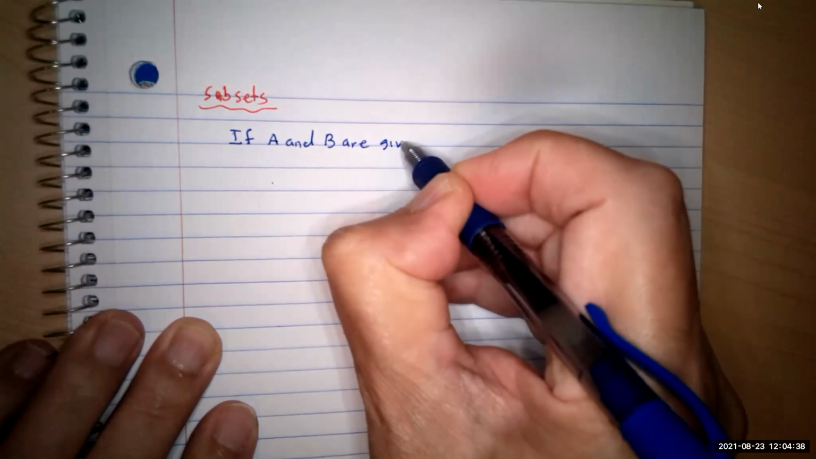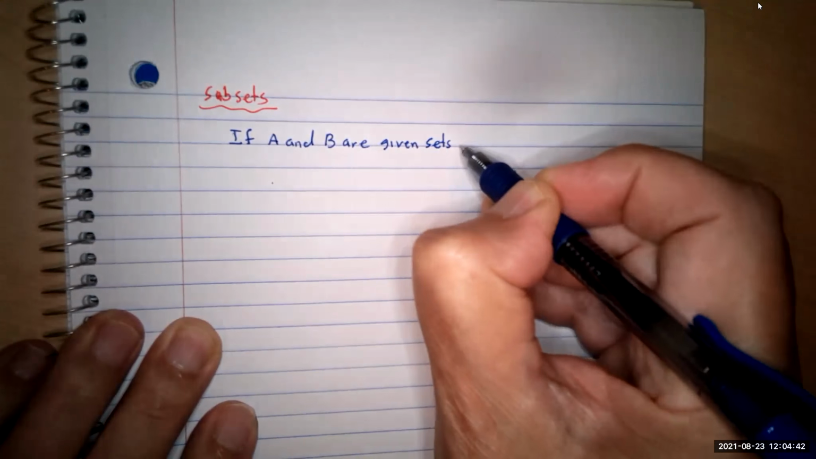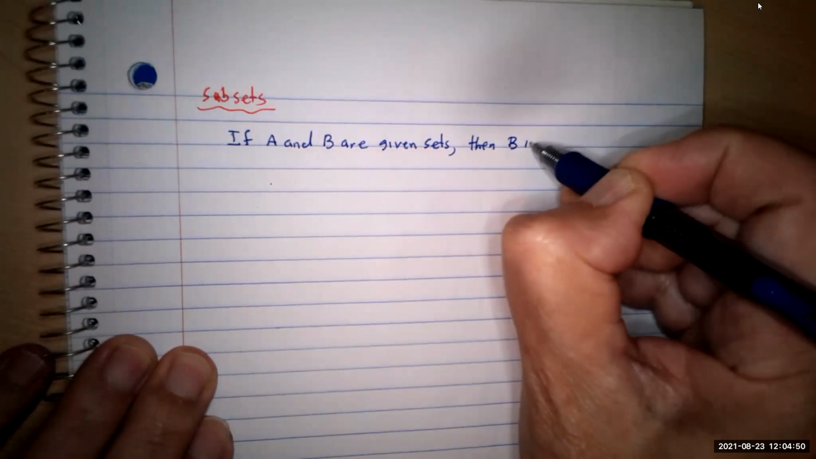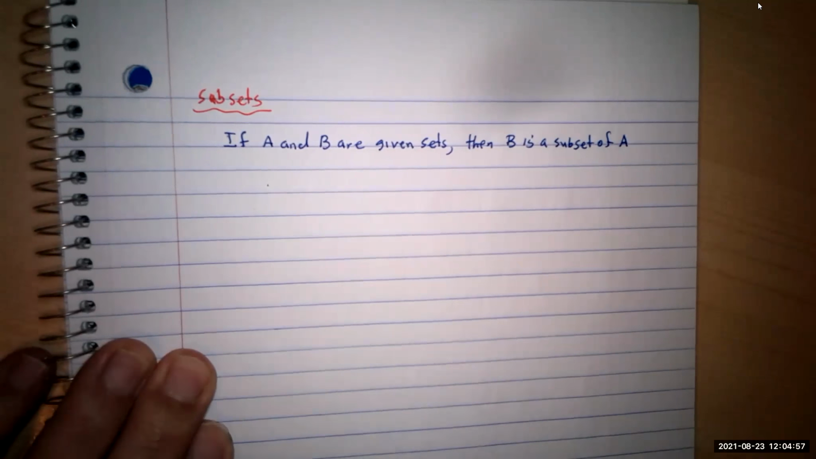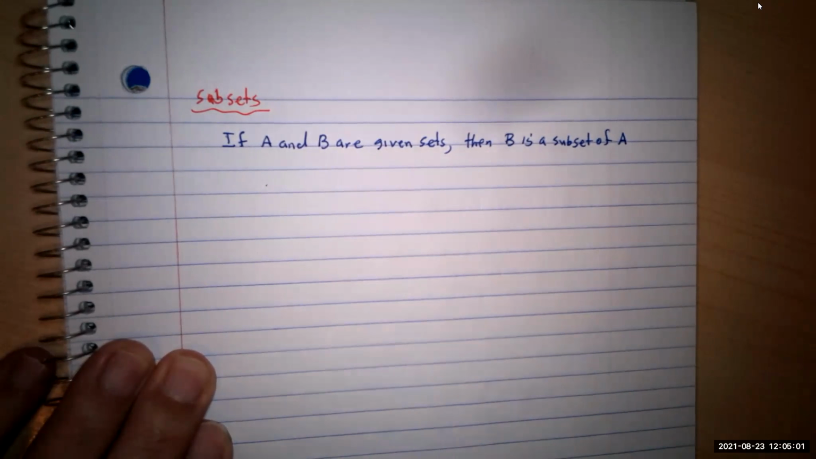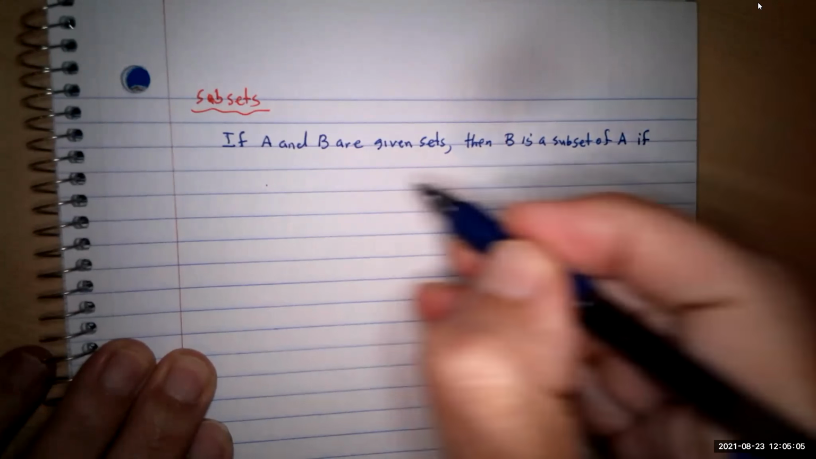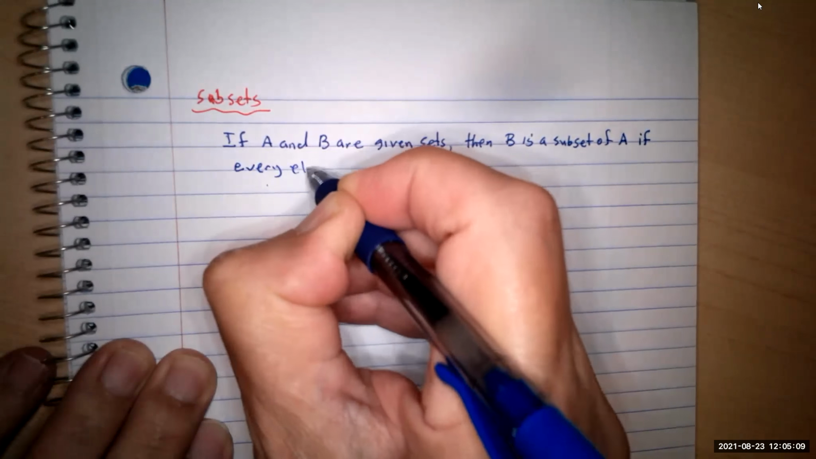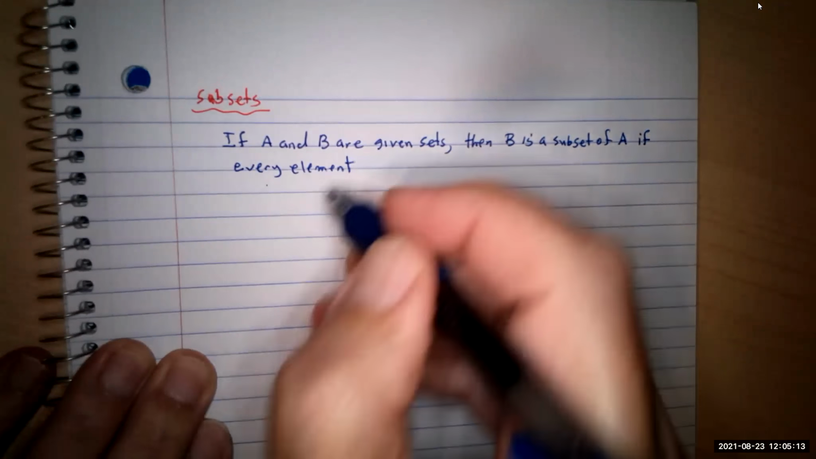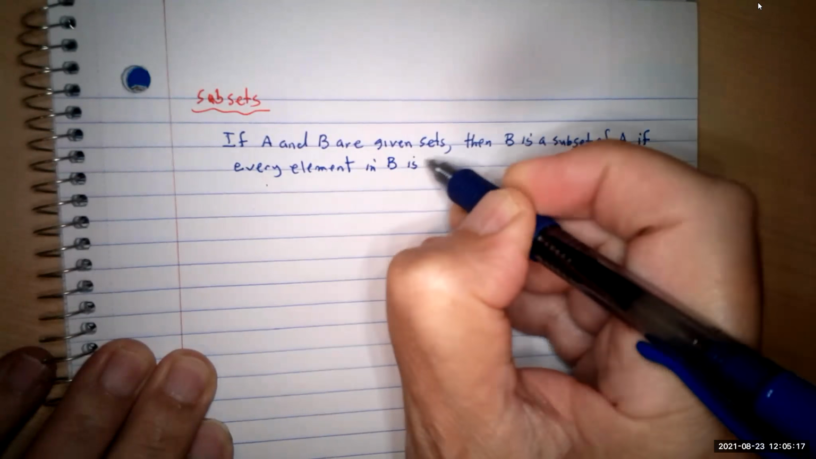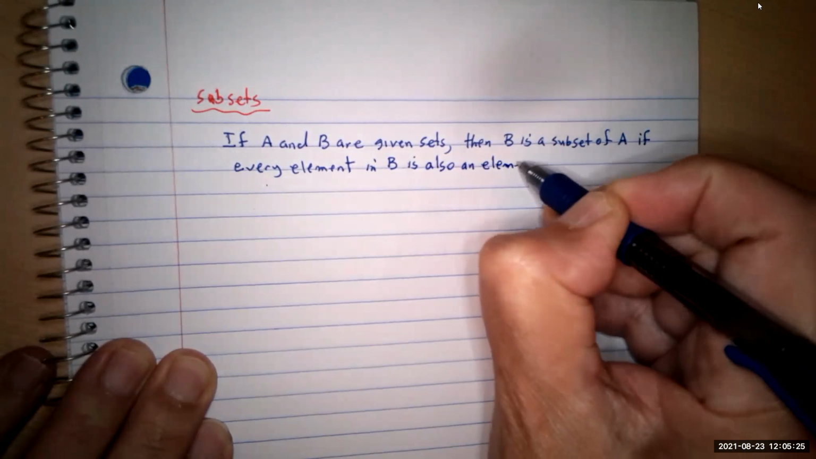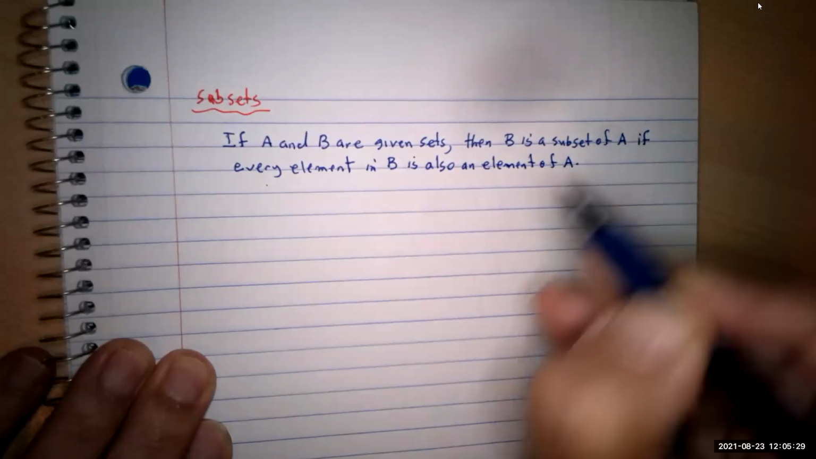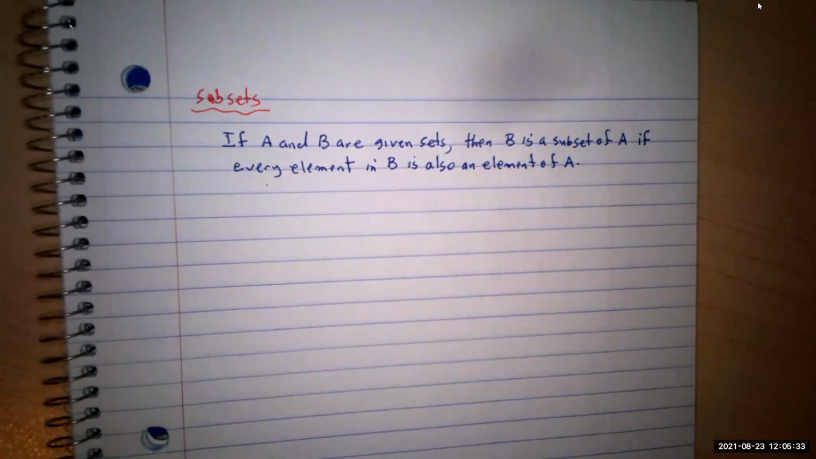So if A and B are given sets, then B is going to be called a subset of A if all the members of B are in A. That is, B is a subset of A if every element in B is also an element of A. A subset means sub-collection.